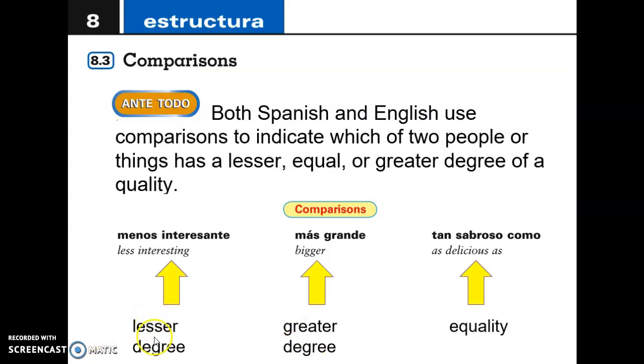This first side is going to be less, and in Spanish we're going to use the word menos. Greater degree, we're going to use más or more. And equality, tan como, or in English it would be something meaning as, smart as, big as, and so on.